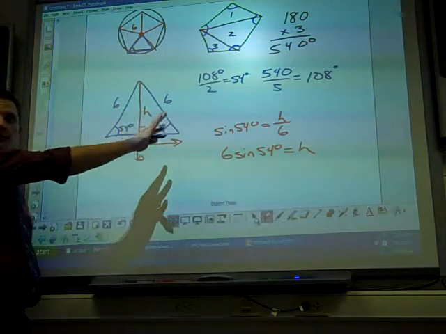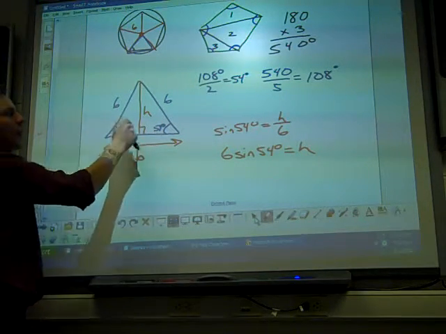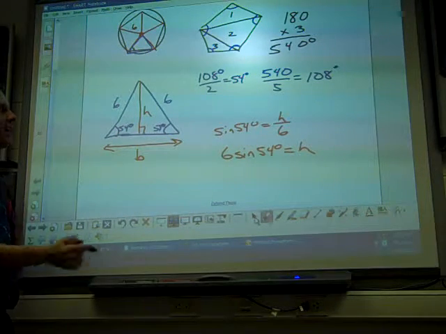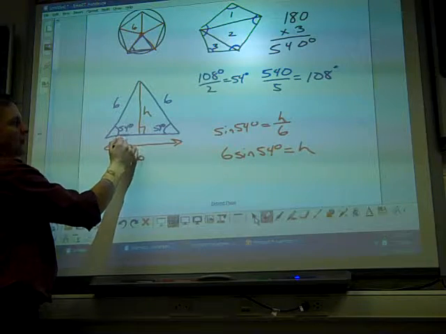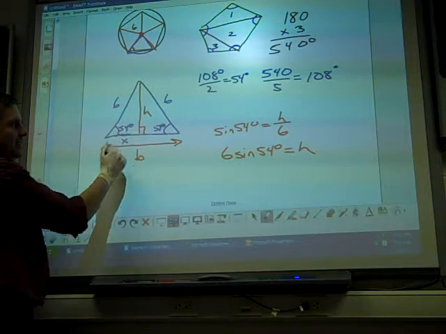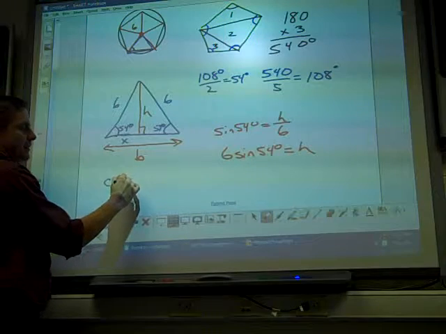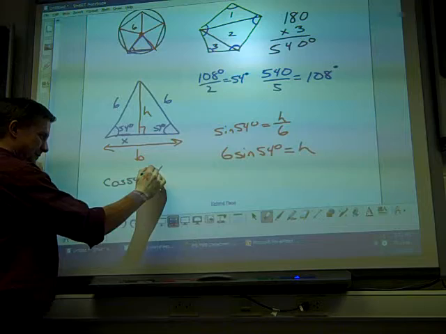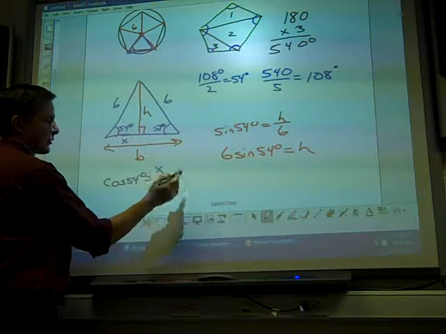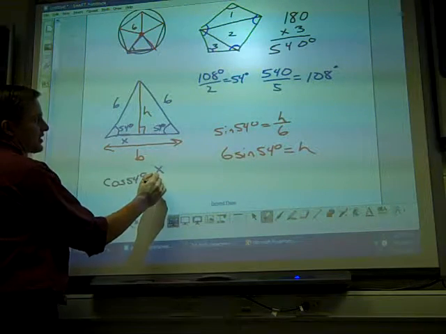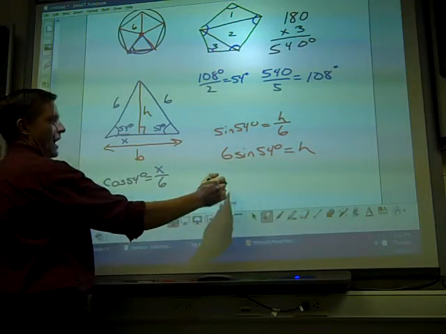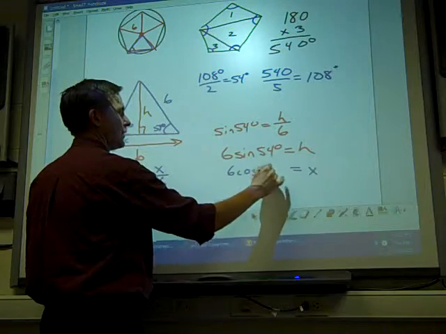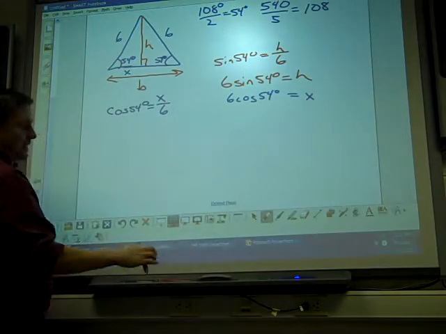All right. So again, we have this situation. The question is how do you find b? And again, you hit it right on. We can use trigonometry here. I'll call this x, and this time it's cosine. We don't even need to double it to find b, because it's half the base. So it's x over 6, and x in this case is 6 cosine 54 degrees.